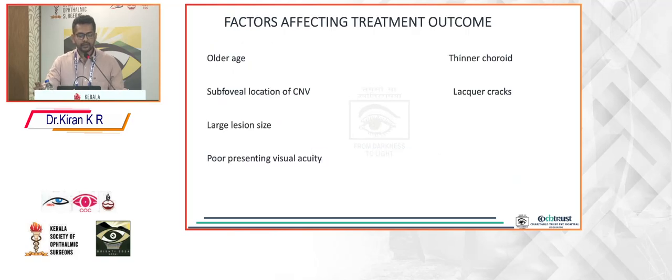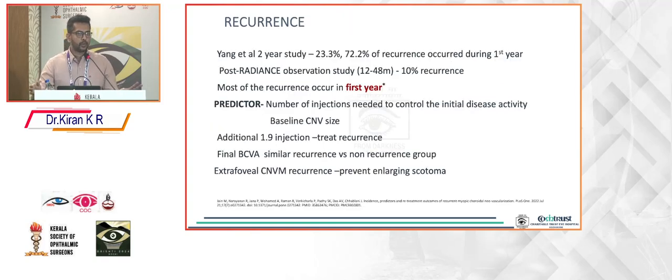The factors affecting treatment outcomes include older age. The poor prognostic factors include older age, subfoveal location of CNV, large lesion size, poor presenting visual acuity, thinner choroid, and lacquer cracks. The next problem that we expect is the recurrence, and in a 2-year study, they found the recurrence to be 23.3%, and the majority of the recurrences occurred during the first year.